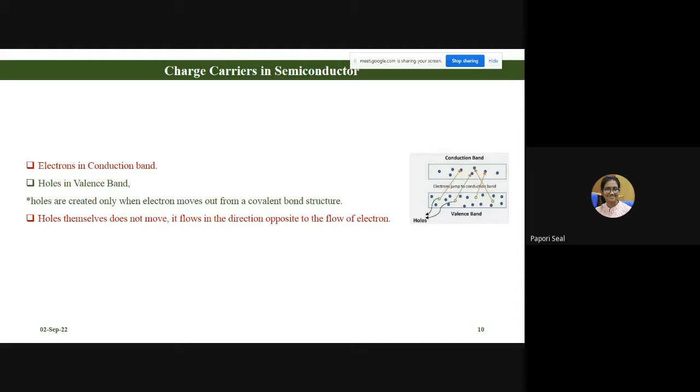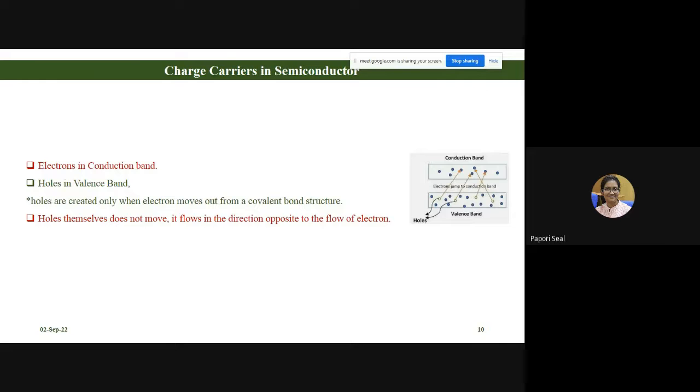But in valence band, electrons were occupying some specific positions in covalent bond structure. When they move out from those specific positions, then those are called holes. So excess electrons in conduction band, where they can move around, those are carriers. And holes in valence band are called charge carriers in semiconductor. So in metals, we have only one kind of charge carrier, that is electrons. But in semiconductors, we can have two kinds of charge carriers. One is electrons, other is holes.